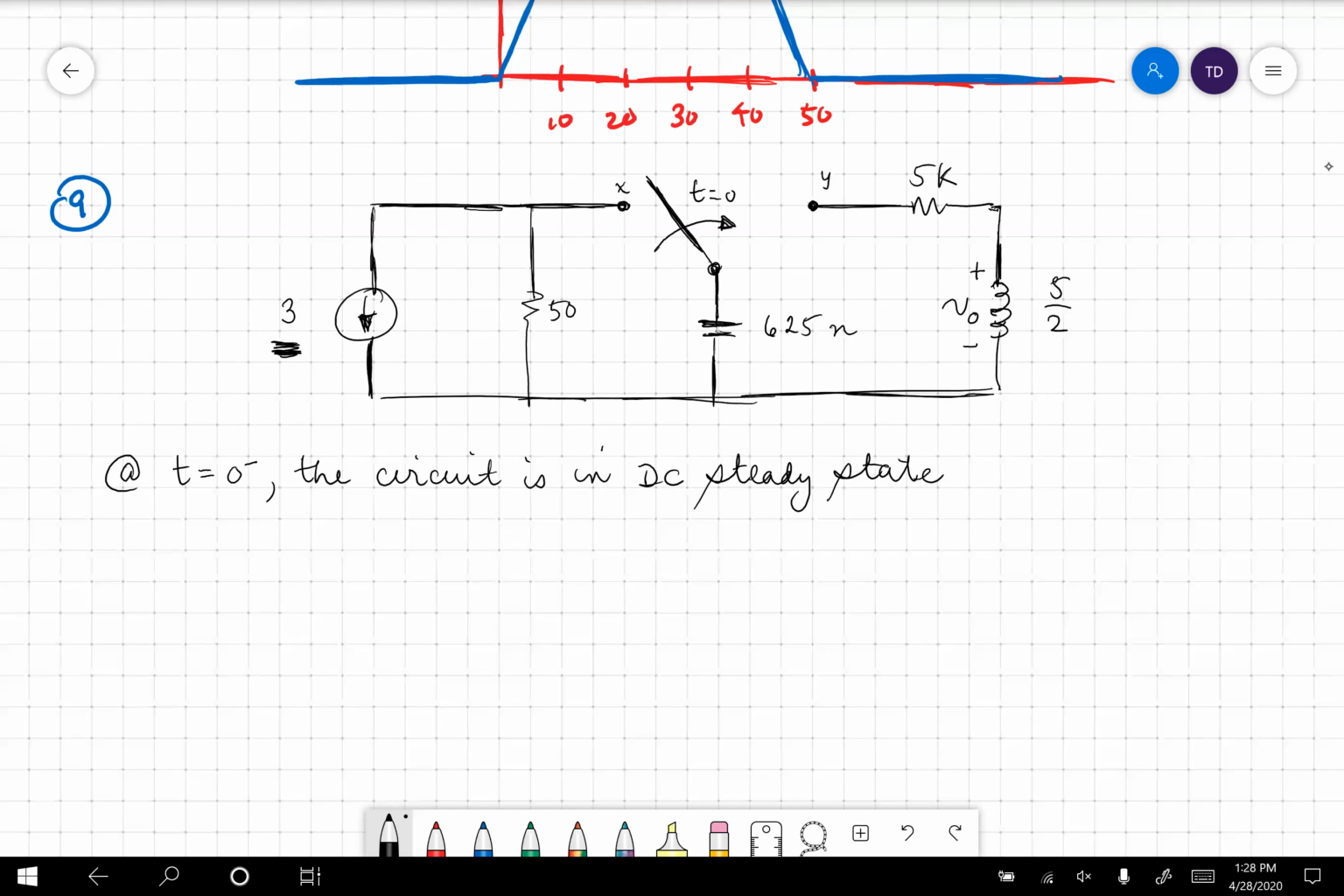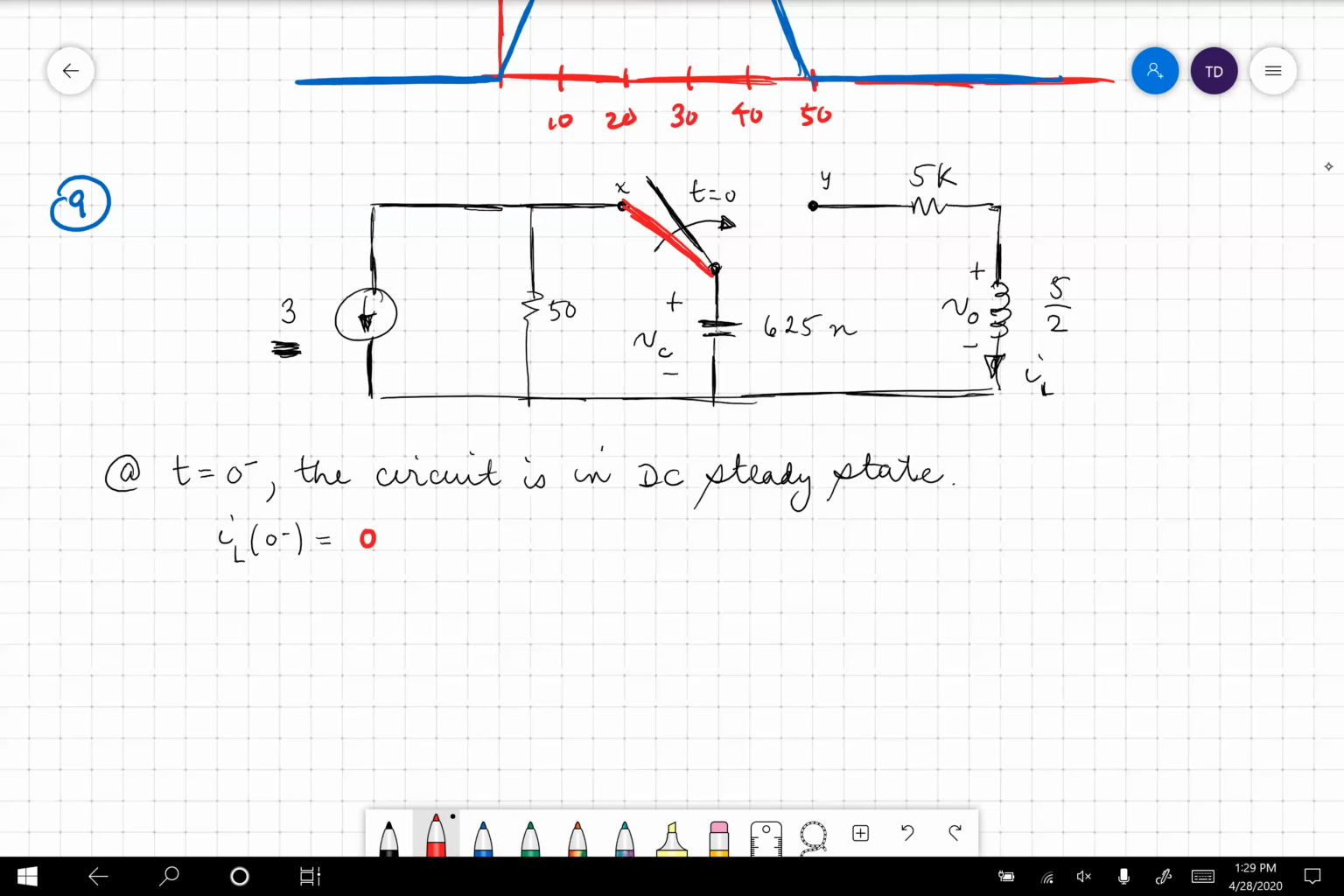Why is that important to us? What can we find? Well, what we can find, if the circuit is in steady state, is the voltage across the capacitor and the current through the inductor. That's what we can find. Tell me what IL at 0 minus is. So remember, at 0 minus, that's what we have. 0. Good.